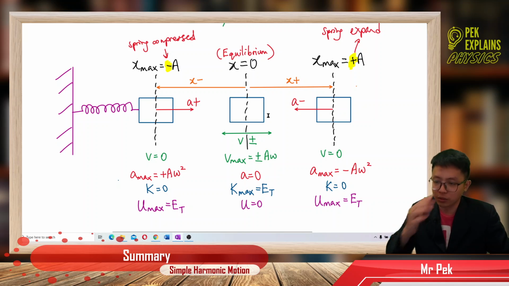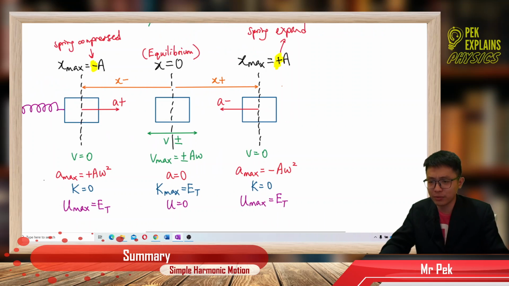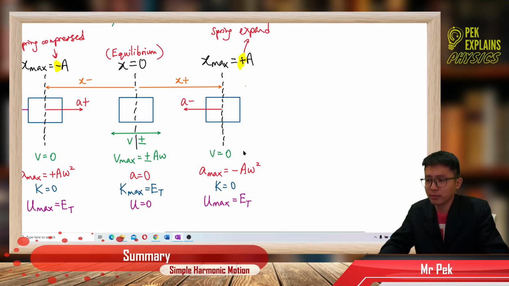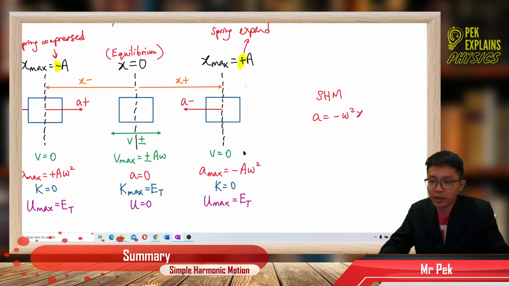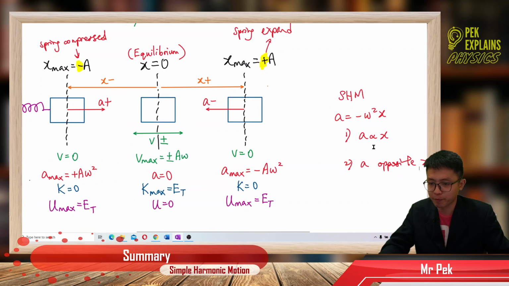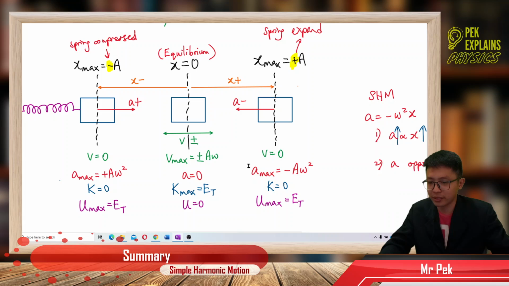And then, look. Acceleration is 0 at the equilibrium. Still remember the equation of simple harmonic motion, which is a equal to negative omega square x. So the first thing you know, a is proportional to x. The second thing you know, a is opposite to x, isn't it? First thing you look at, the higher the displacement, the higher the acceleration. So you look here.